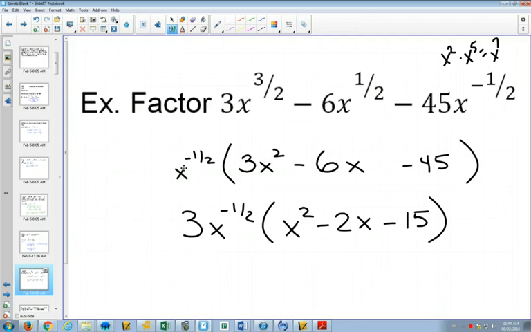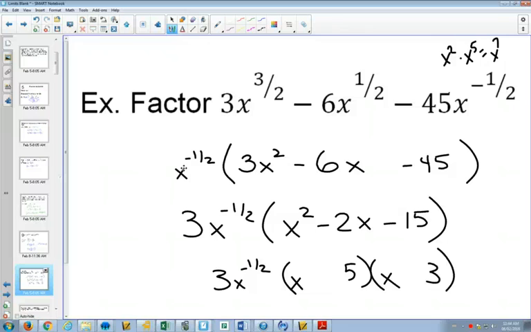Can I factor x squared minus 2x minus 15? Yes. It's going to be x and x, 5 and 3. The 5 will have to be negative. The 3 would have to be positive. And we're done. We've factored it completely.